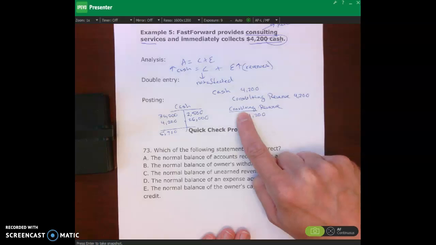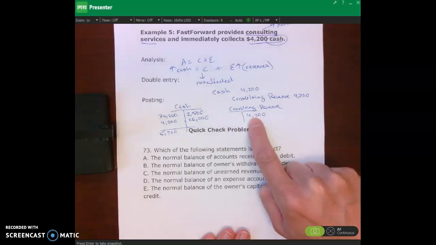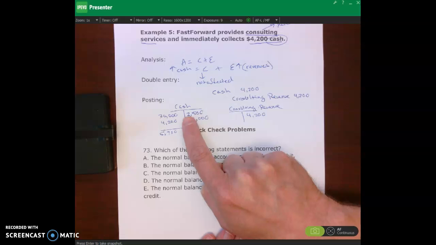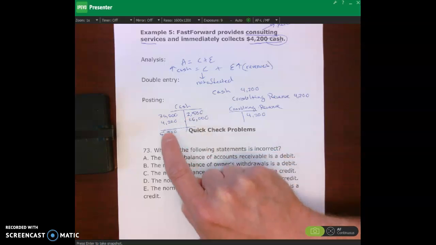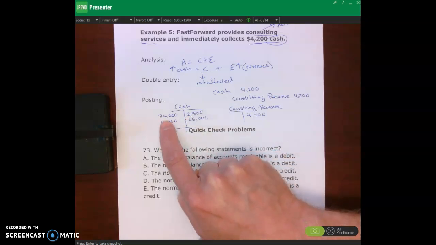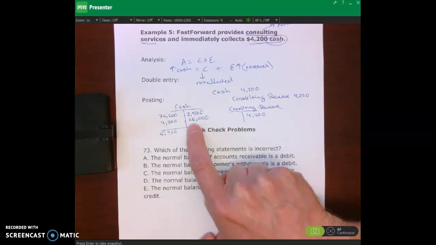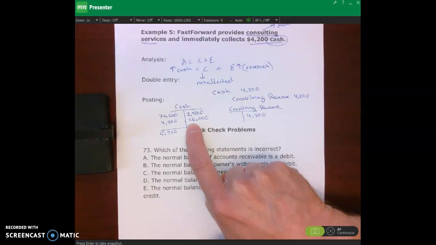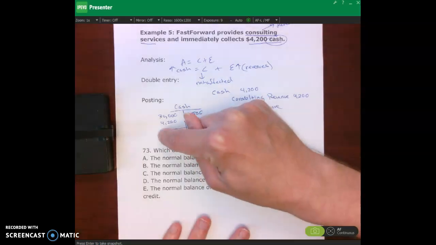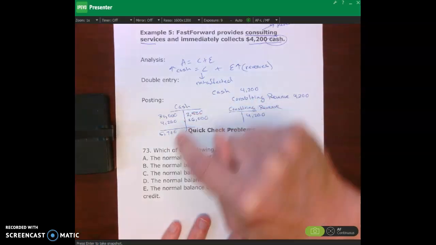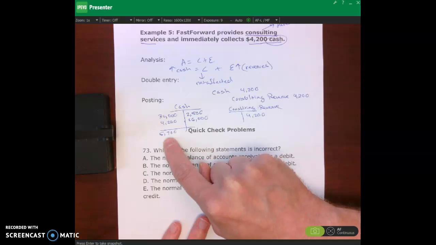I have my T account here for consulting revenue. That's on the credit side. And then I have my T account here for cash. Remember, I had that $30,000 investment. Then I had the $4,200 collection of cash. We paid $2,500 for supplies, credit cash for $2,500, and we paid $26,000 for equipment, the credit to cash for $26,000. So then what I can do is draw a line right here, and then I can put in the balance in cash. This is how much cash we have left over, and you can see it's a debit balance.